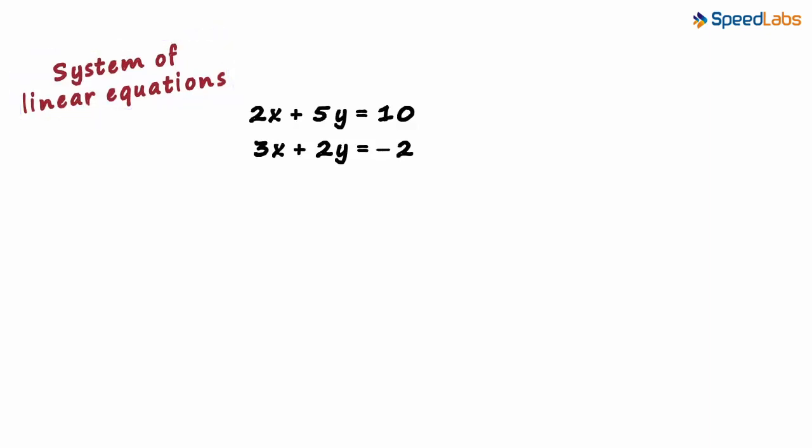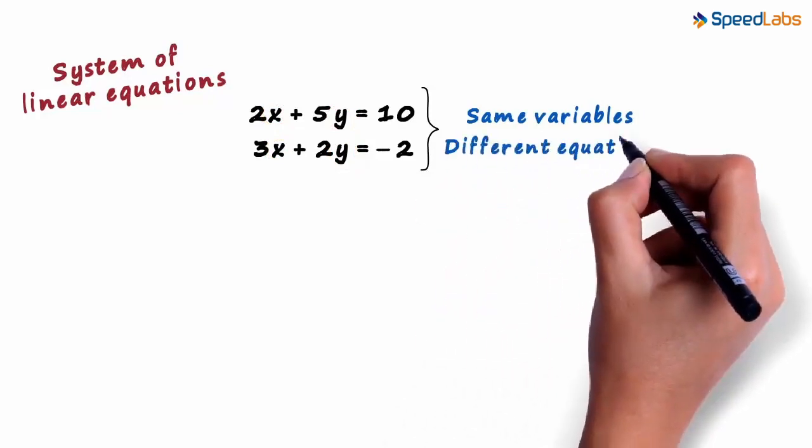Not necessarily so. There are two important conditions for them to be a system of linear equations. The first condition says that both the equations should have the same variables. Here, both the equations individually have variables x and y. The second condition is a bit tricky. It says that they should be different equations.